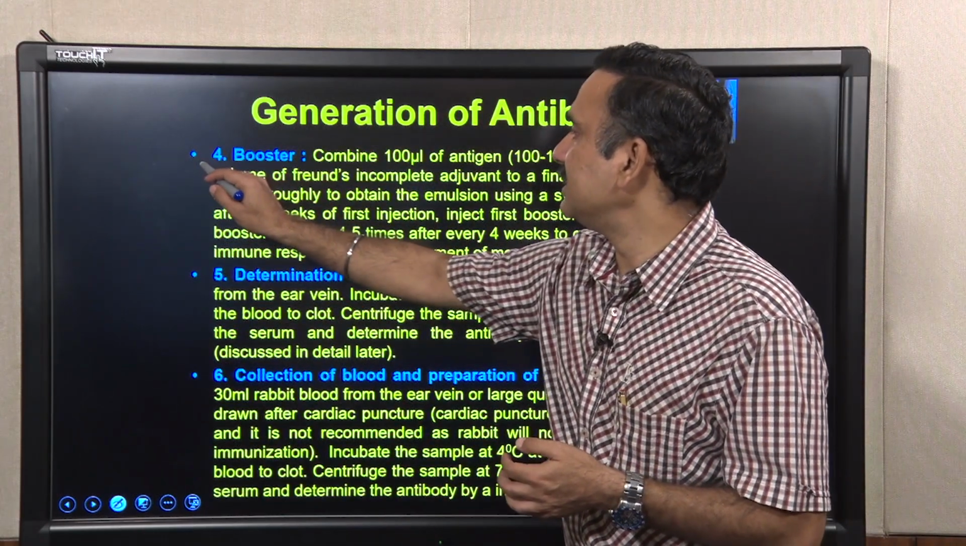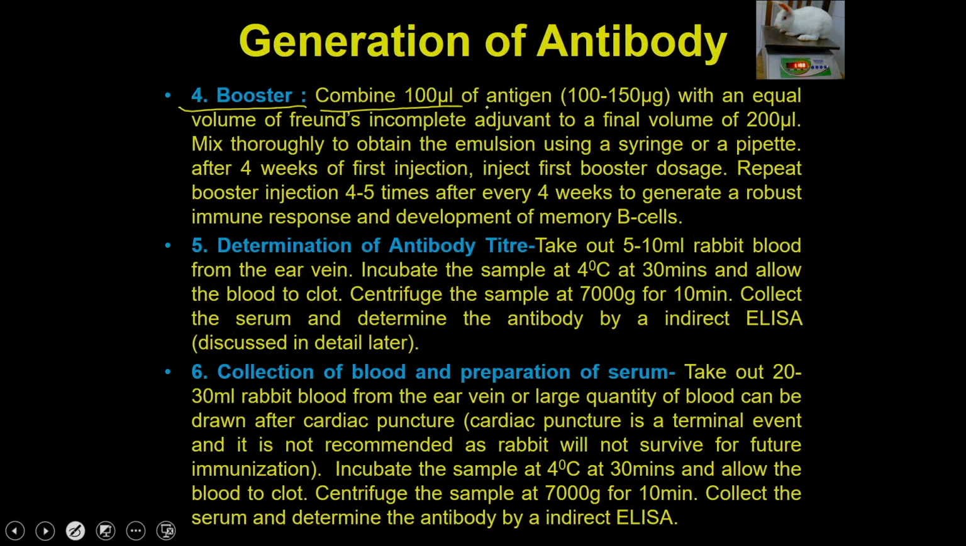Now, once your primary injection is over, you can do booster injections. The procedure is almost the same, except that you are going to use the incomplete adjuvant versus the complete adjuvant. Once you are done with the booster injections, then you can determine the antibody titer. What is meant by titer is the amount or the level of antibodies against the antigen of your interest.